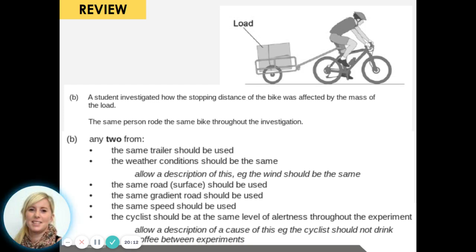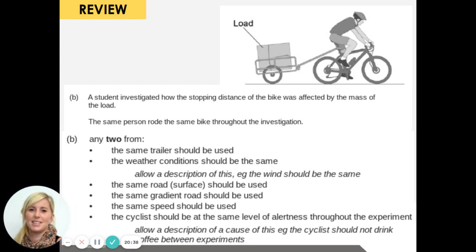Okay, so here are all the different things you could have said. The same trailer should have been used, the weather conditions should have been the same, the same road surface should have been used, the same gradient of road. So if it was flat, always do flat. If it was hilly, always do hilly. The cyclist should use the same speed. The cyclist should be at the same level of alertness throughout the experiment, so they are not allowed to have a cup of coffee in between. So there are all the different things you could say.